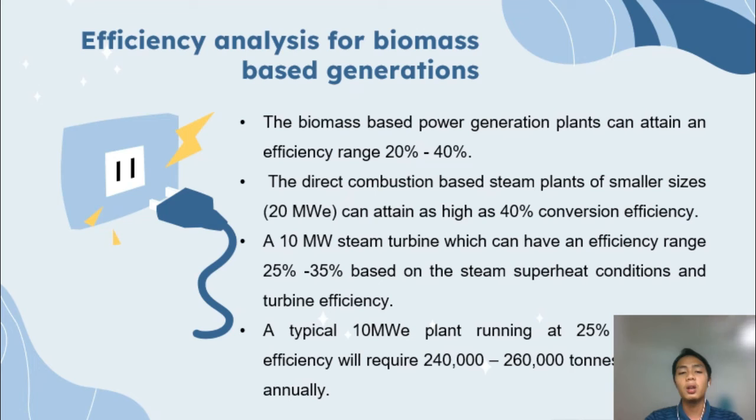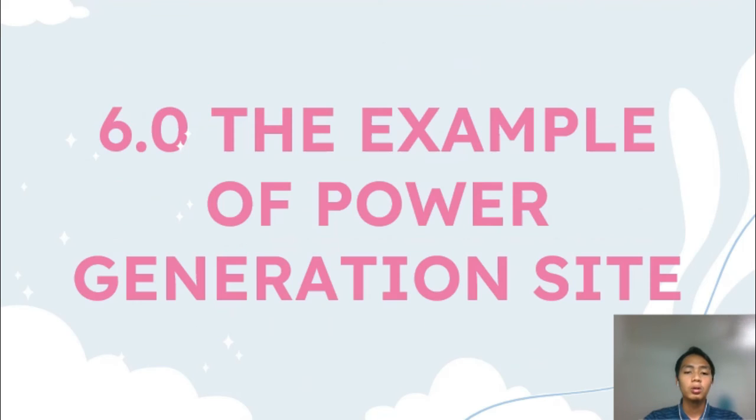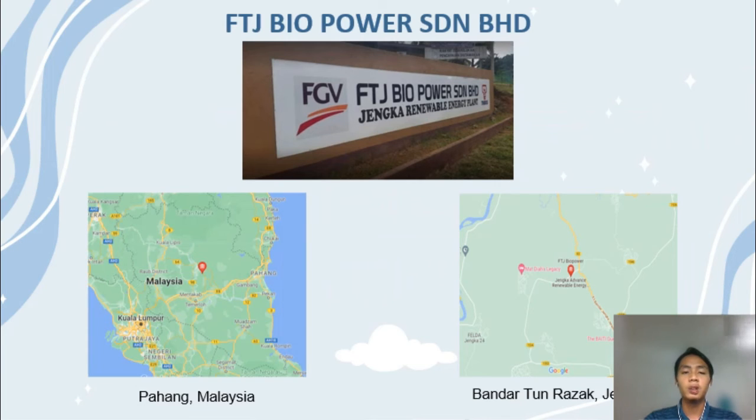A 10 megawatt steam turbine can have an efficiency range of 25 to 35% based on the steam superheat condition and turbine efficiency. The last is a typical 10 megawatt plant running at 25% efficiency will require 240,000 to 260,000 tons annually. So next is the example of a power generation site, which is FTJ Biopower Sdn Bhd, placed at Bandar Tun Razak, Jengka, Pahang, Malaysia.